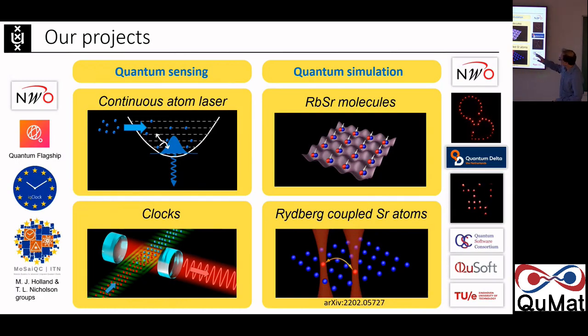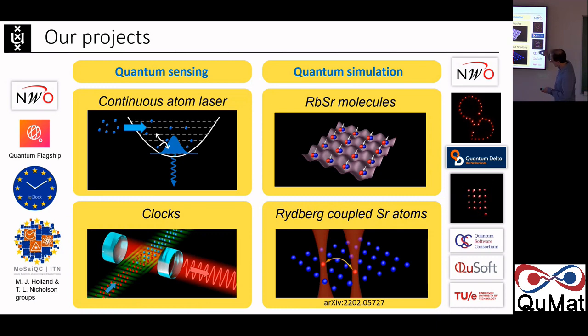And yeah, we have two parts in our group. One is quantum sensing, that was what I was talking about today. We also have a quantum simulation part. So we have the ambition of making rubidium-strontium molecules and using them for quantum simulation and quantum chemistry. We have an experiment where we have single strontium atoms in arrays of optical fields. You know that very well. And we are just starting Sierpinski triangles for you guys.